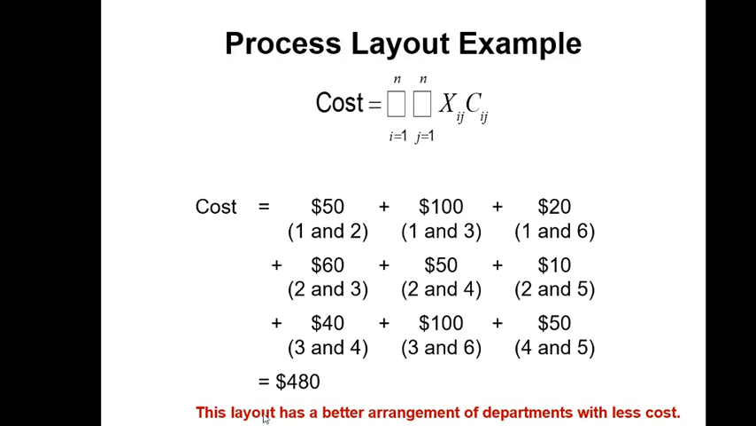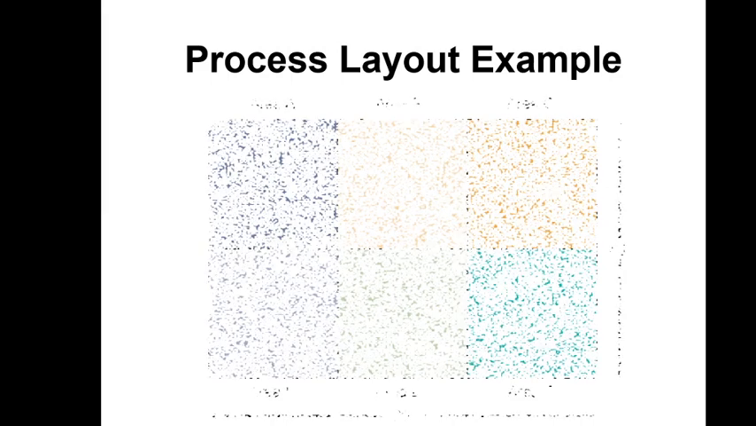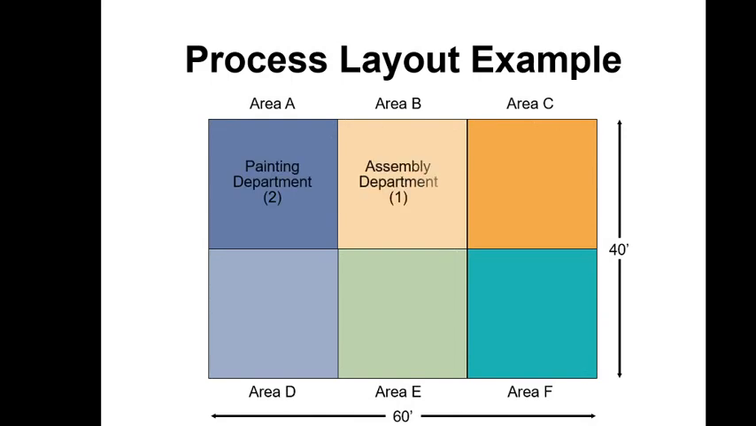So this second layout has a better arrangement, or a better assignment, than the first one. Why? Because we now have less cost than the 570. Instead of 570, with this second solution, the total cost of moving loads between departments is only $400.